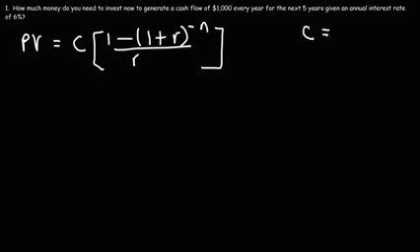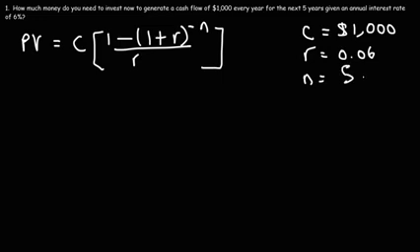So the cash flow is the amount of money that we're receiving for each time period. In this case, every year. So the cash flow is $1,000. R is the annual interest rate, which is 6%, but we need to convert that into a decimal. So 6 divided by 100 is 0.06. And n, the number of time periods, is going to be 5. We're going to be credited with interest 5 times in this problem.